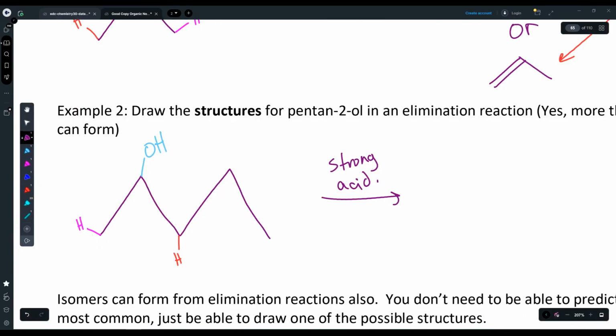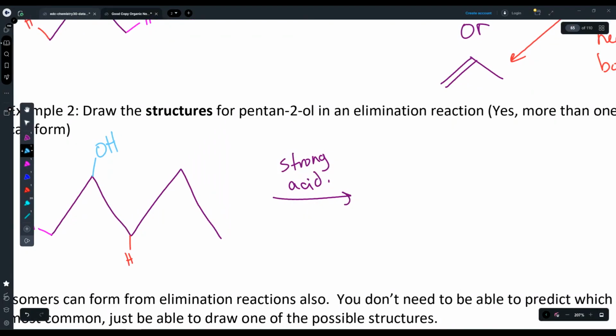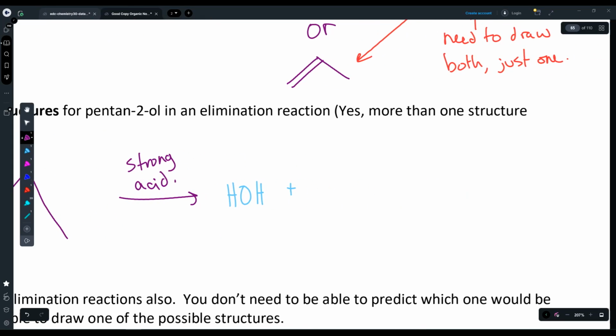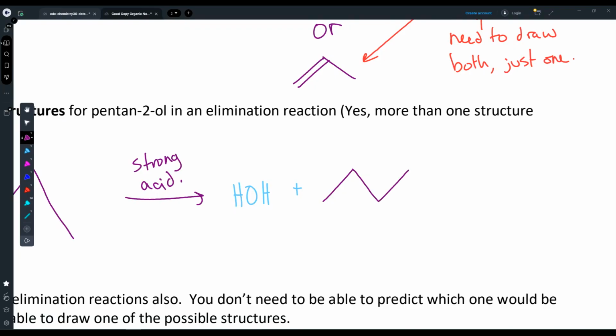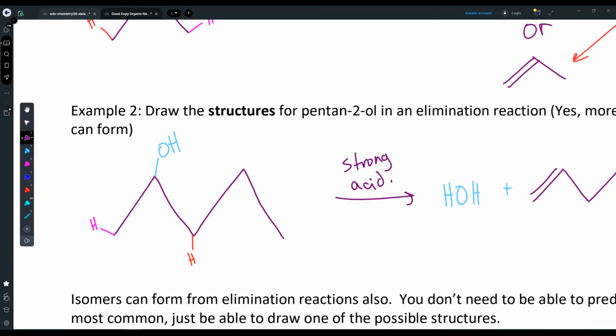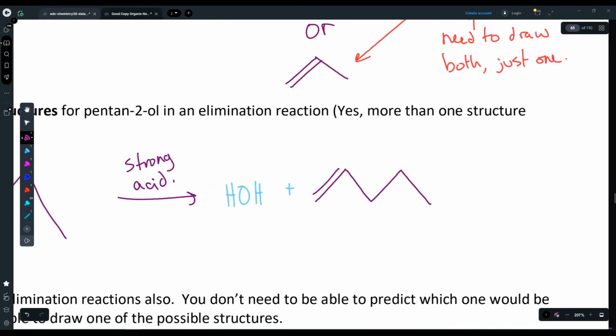So for our first product, I'm just going to get water out of the way because we know that's leaving this compound. Now for our next product, I'm going to say this alcohol group is leaving and taking this hydrogen with it. So the product we're going to get is 1, 2, 3, 4, 5, and the double bond will be here. The double bond occurs between the 2 carbons, between this alcohol group and this hydrogen.